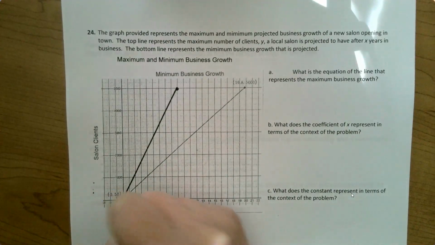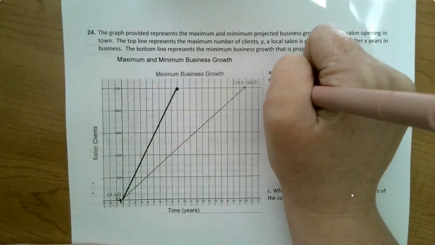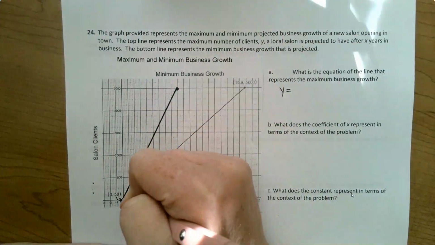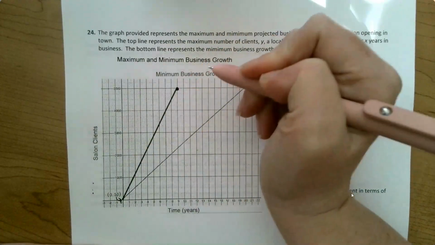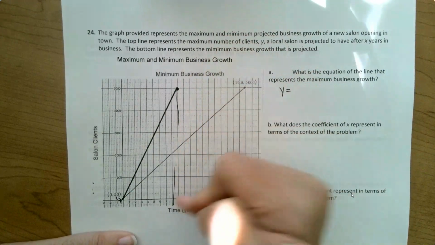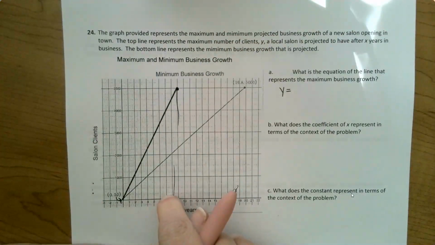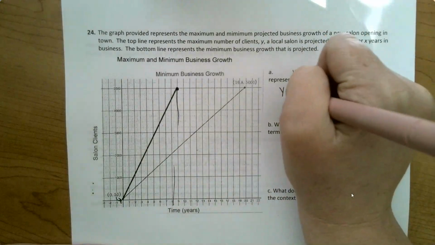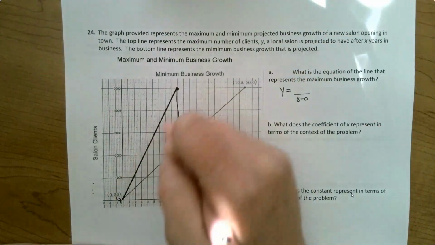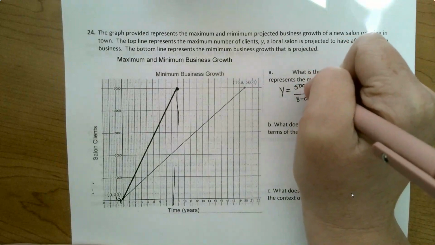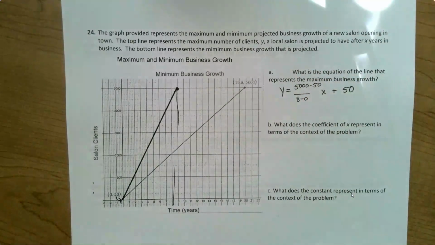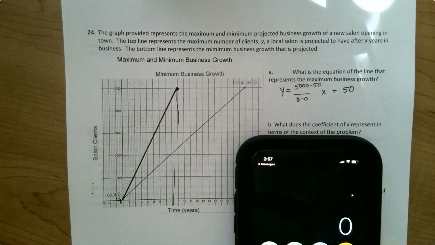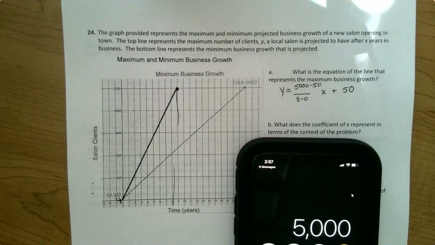So if we look, these both start at 0, 50. We're going to start with a y equals, and we're going to get our slope. So let's look at this. This is 5,000 over the course of 8 years. So we went from 0 to 8 on our x, and 50 to 5,000. So this is our slope, and then our y-intercept is 50. So we're going to just go ahead and subtract 5,000 minus 50 is 4,900 over the course of 8 years.